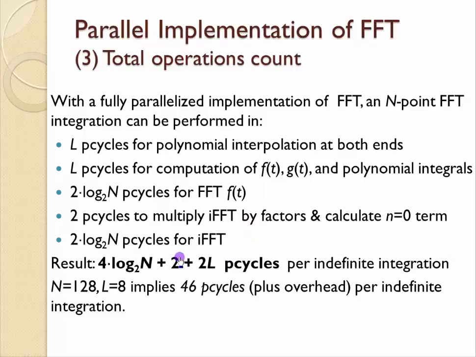All right, this gives the total number of operations with the correction for Gibbs phenomenon. And you have to add another 2L parallel cycles to take care of the smoothing and the edge effects. So, for instance, integration on 128 points would be 46 parallel cycles, which would get you the indefinite integral for a function sampled on 128 points.